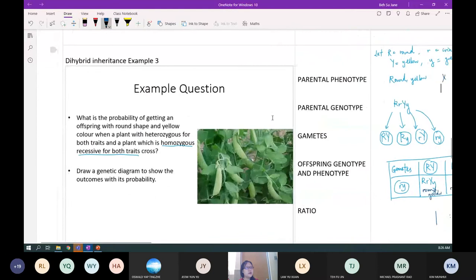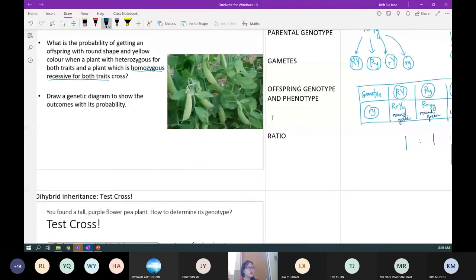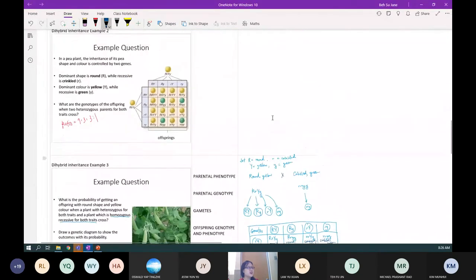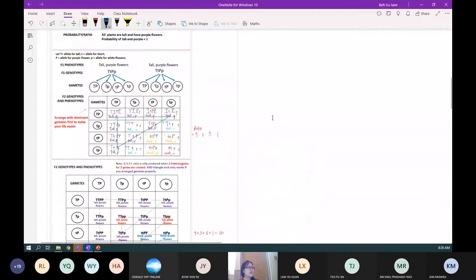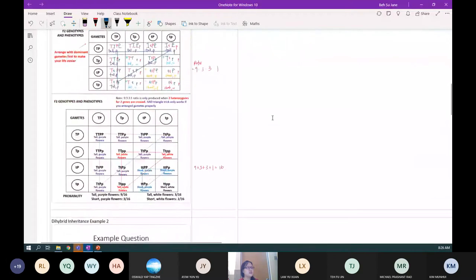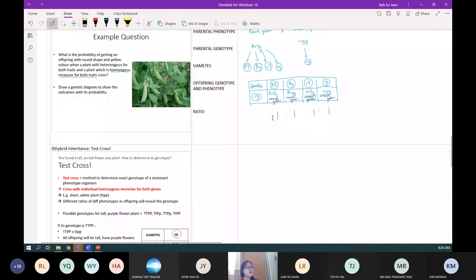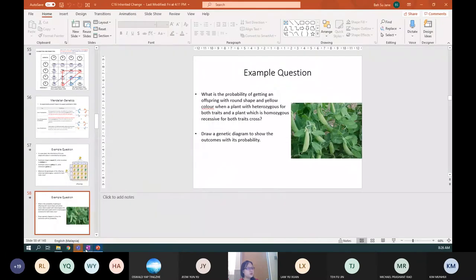Okay, so that is the hybrid inheritance example 3. Example 3 because there have been two examples before that. If you refer to the OneNote, you can see all this stuff. Let's go on to the next part a little bit more before we can move on to chi-squared.